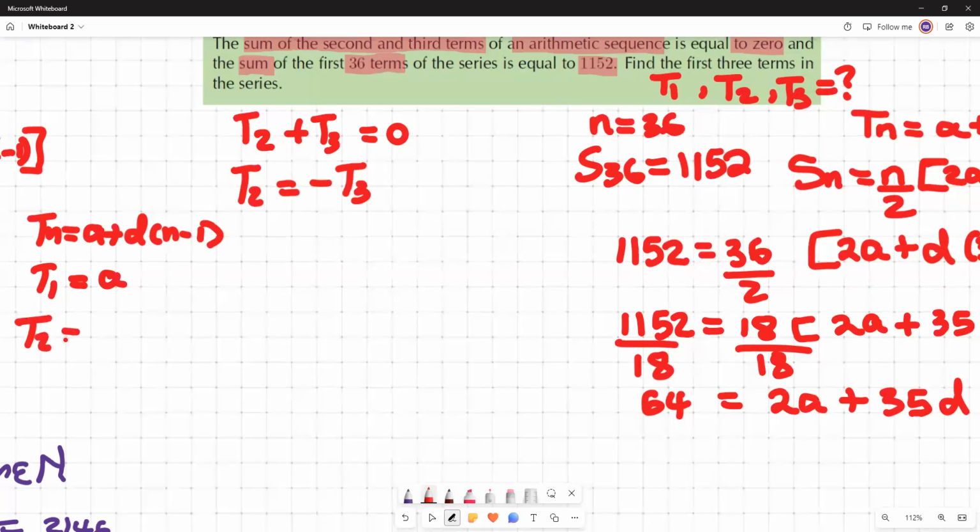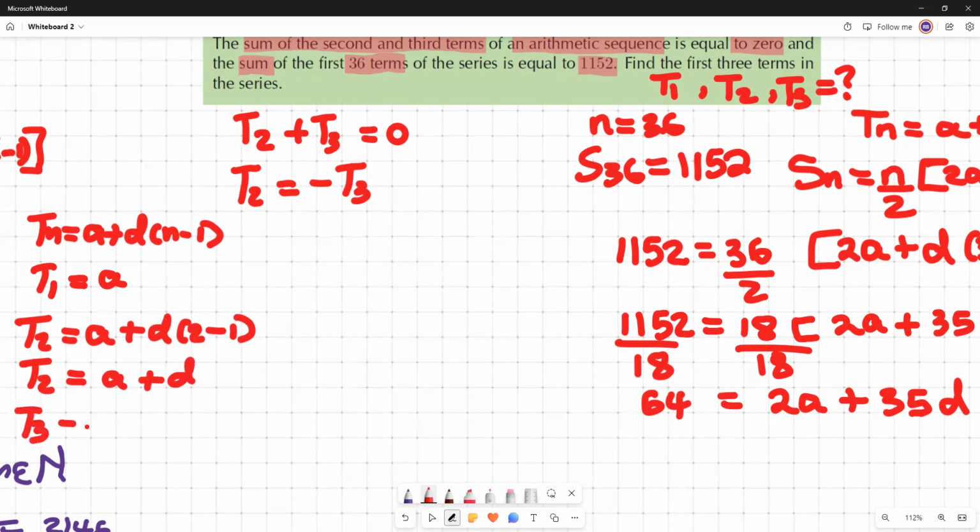Let's get the second term. The second term here is going to be a plus d(n minus 1), you put 2 in n, which means term 2 is basically a plus d, because here you're going to have 2 minus 1, which gives you 1. 1 times d is just d. And then term 3, you're going to end up with a plus 2d.